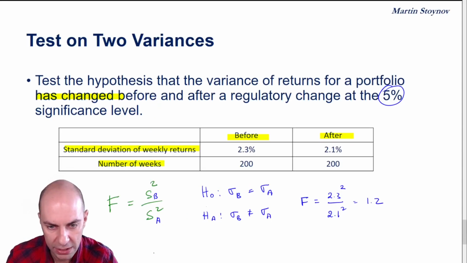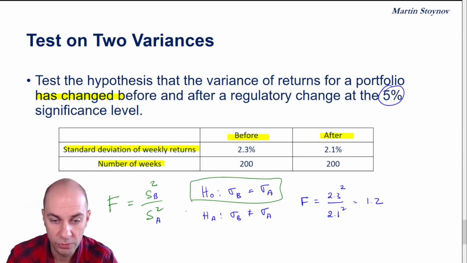So what does that mean? We will fail to reject the null. So this is our null confirmed. Therefore, we will be saying that we are 95% confident that the volatility of returns of our portfolio before the regulatory change is equal to the volatility of our portfolio after the regulatory change.